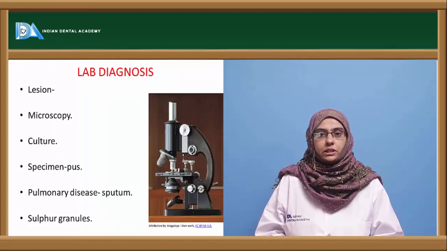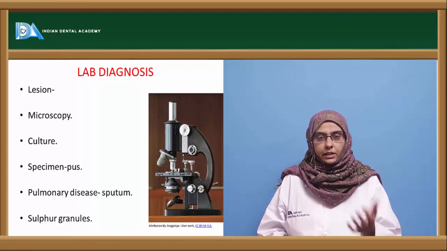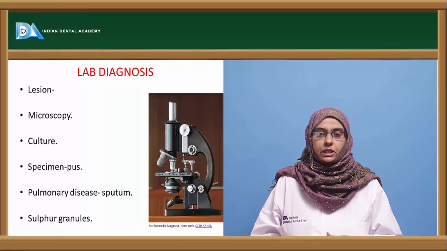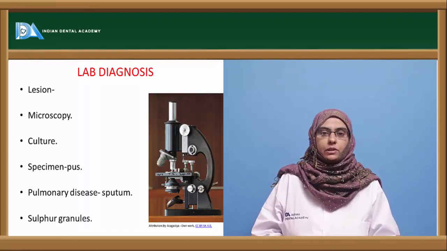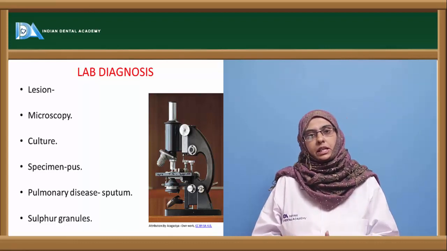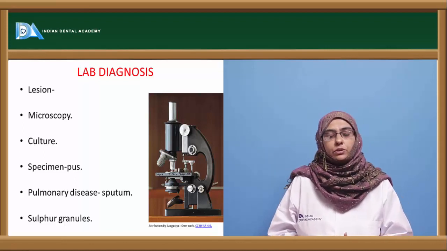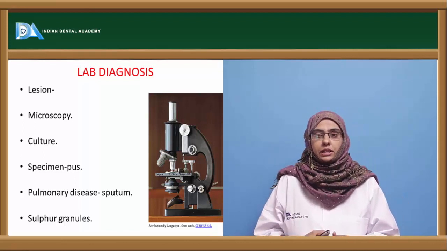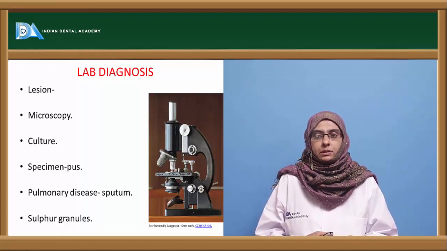Coming to the lab diagnosis, it is usually done by the granules that are formed during the lesions in this disease, by the appearance of the granules or identification of the organism in microscopy. Next is isolation of the organism in culture media. The specimen mostly used is pus, and in pulmonary disease the sputum can be taken as a specimen.